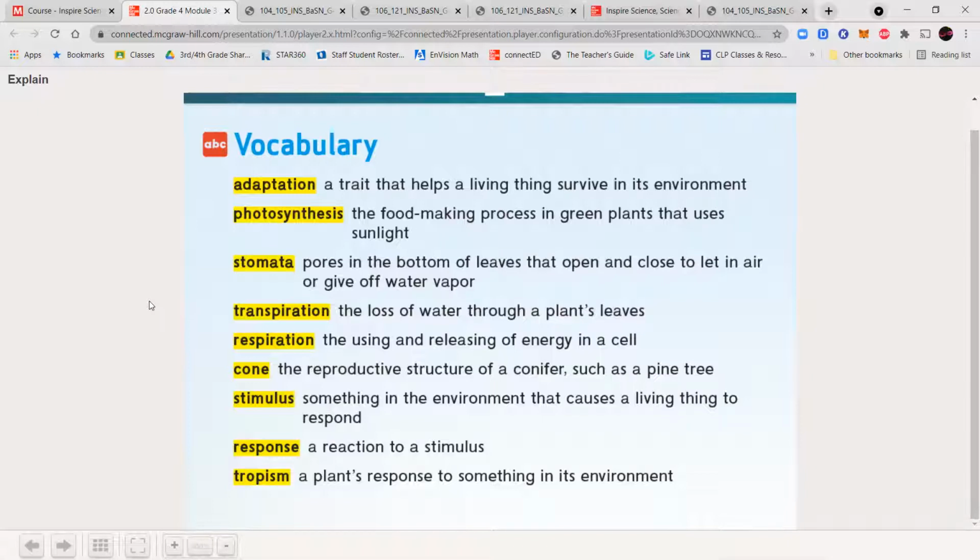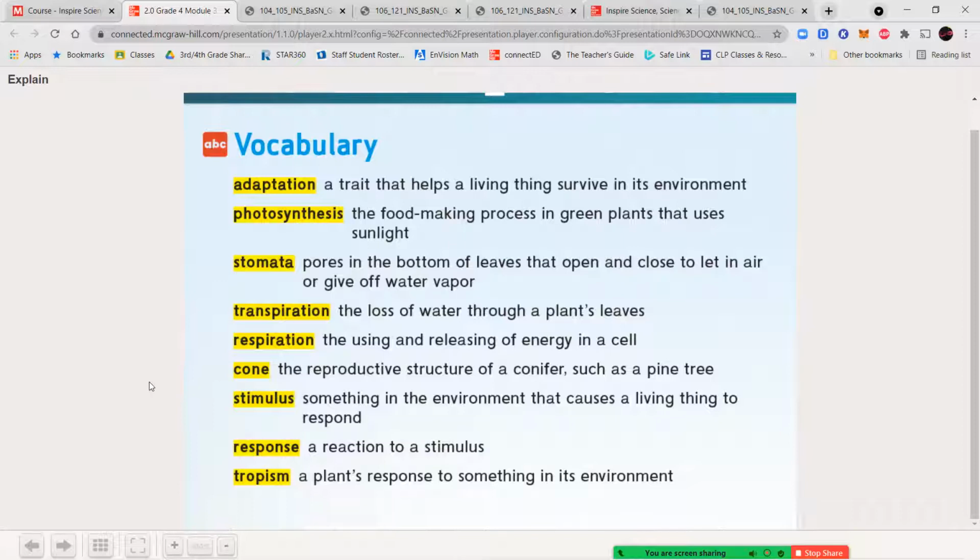Transpiration is the loss of water through a plant's leaves. So anytime water is being pushed out of the plant through its leaves, that's called transpiration. Now, respiration is the using and releasing of energy in a cell. So when you use up the energy and let it out, that's called respiration.